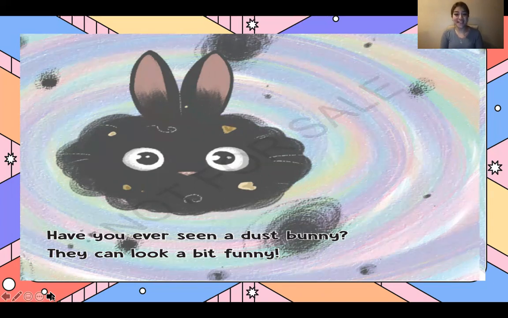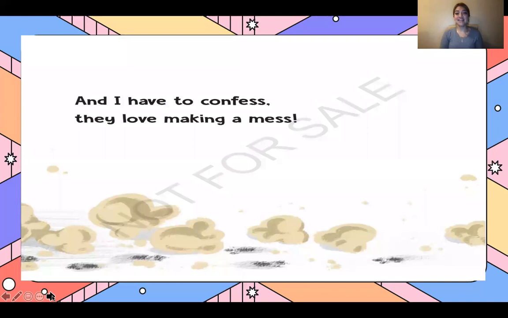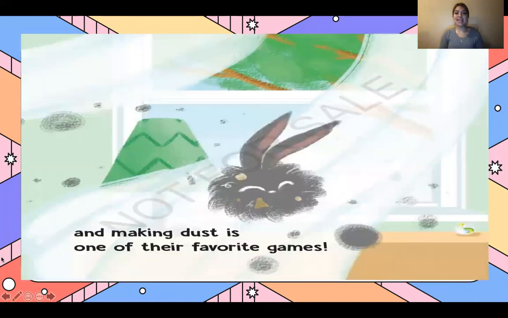They can look a bit funny. And I have to confess, they love making a mess. Fluff, Puff, and Stuff are their names. And making dust is one of their favorite games.